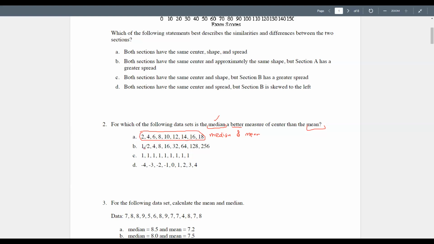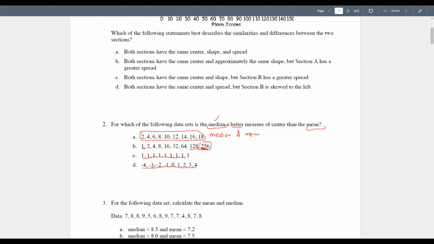We have a 1 right here and 256 all the way over there. And then you've got 128, stuff like that. That number looked like an outlier to me. It's more than 250 away from the first value. With these other numbers, everything is kind of the same, mean and median would be about the same. There's no problem. And also D, there's no problem. The numbers fit very well.